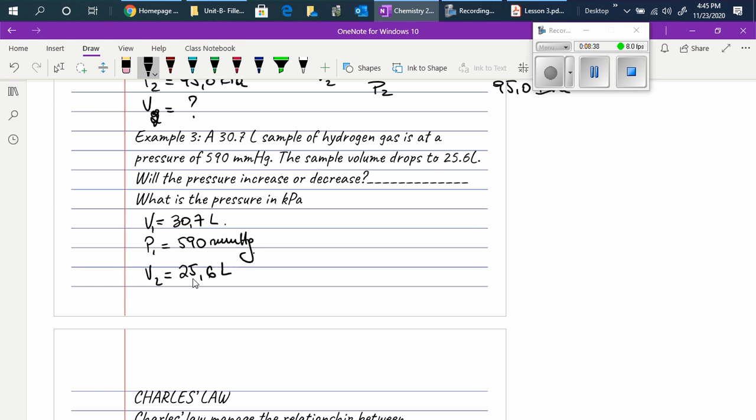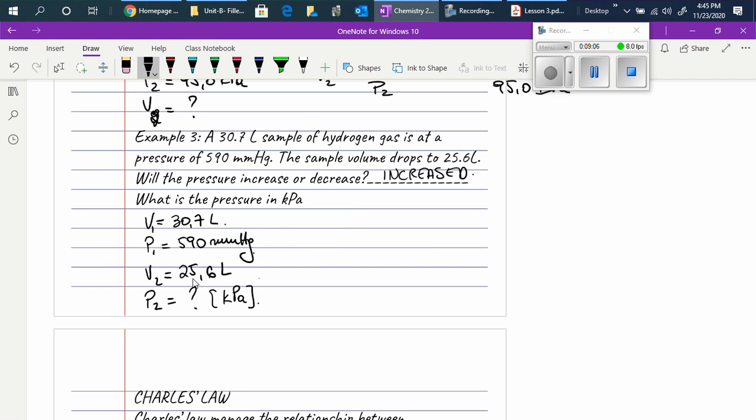What do you think that the pressure will be? Is it an increase or a decrease? And then we want the value of the pressure in kilopascal. Okay, so now since the volume is decreased, the pressure will be increased based on what we said. The pressure will be increased.